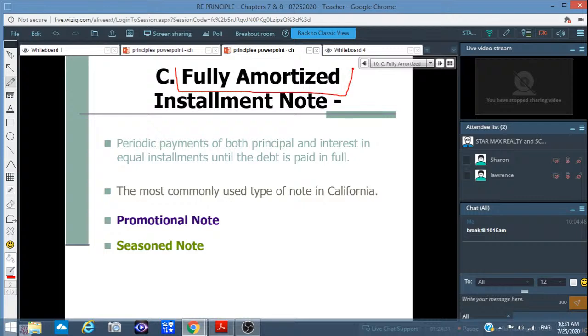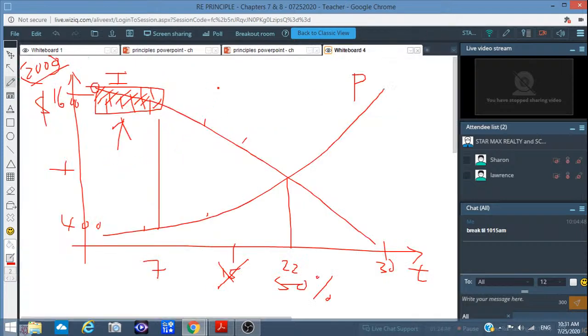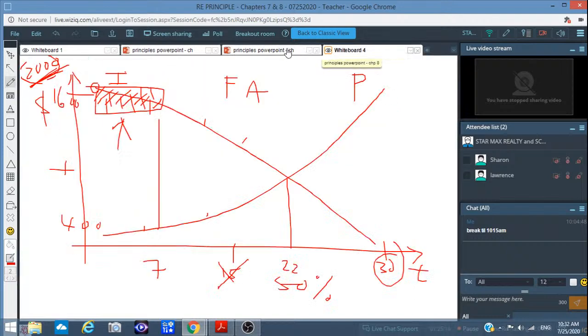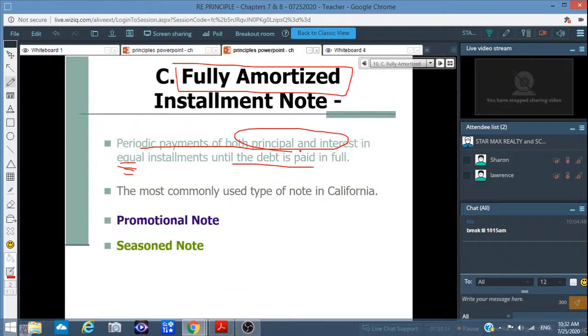Fully amortized is for the whole period. They amortize it. This is what I drew here. This is fully amortized. Each month is $2,000. It doesn't change until 30 years, when it's all paid off. So periodic payments of both principal and interest in equal installments until the debt is paid in full. In this example, 30 years. 这个是30年的。每一期每个月你要付他本跟利息，就是每个月都是一样的，equal。等到你30年就付清了。The most common type of note used in California.